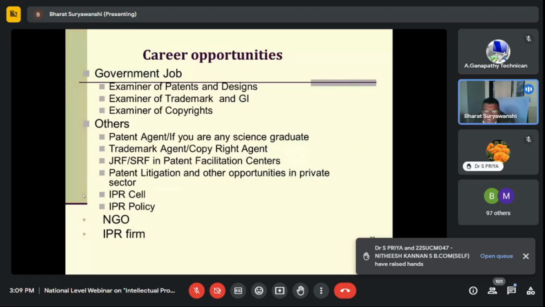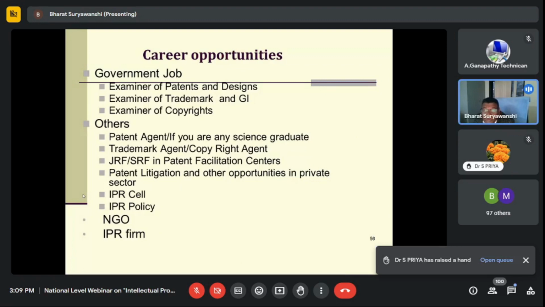What are the career opportunities for students in IPR? If you want to come as an officer in the Government of India, as an examiner of patents, you should have a science background: MSc chemistry, biotech, microbiology, physics, or any branch of it. If you want to come as an examiner of trademarks and GI, or examiner of copyright, you should be a law graduate only. Then you are eligible for the post of examiner.